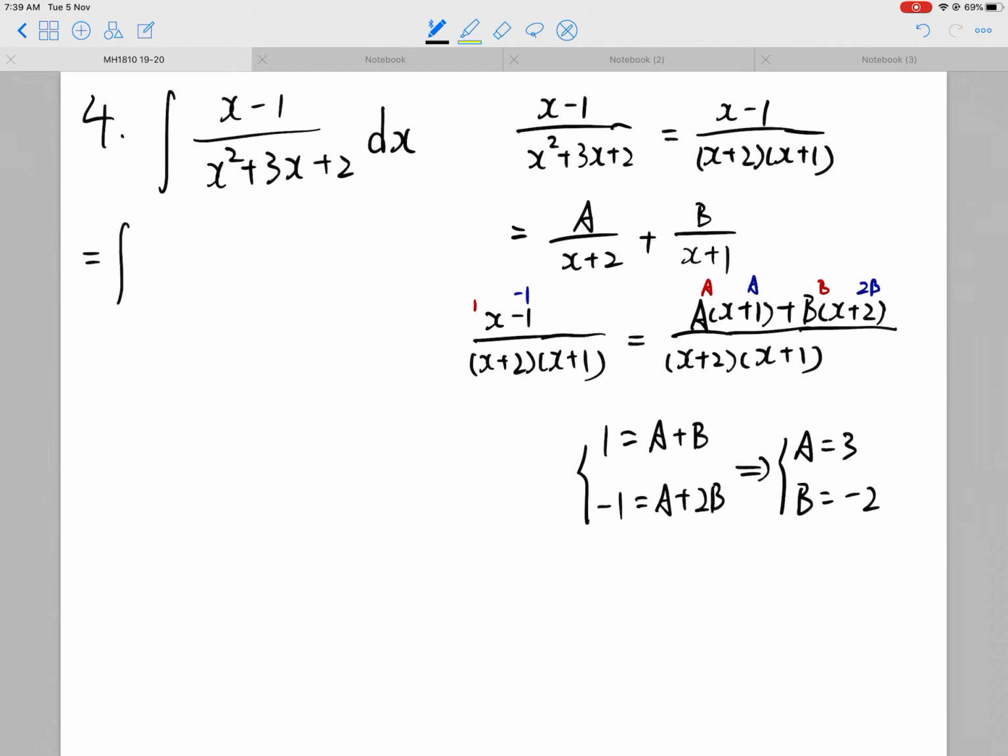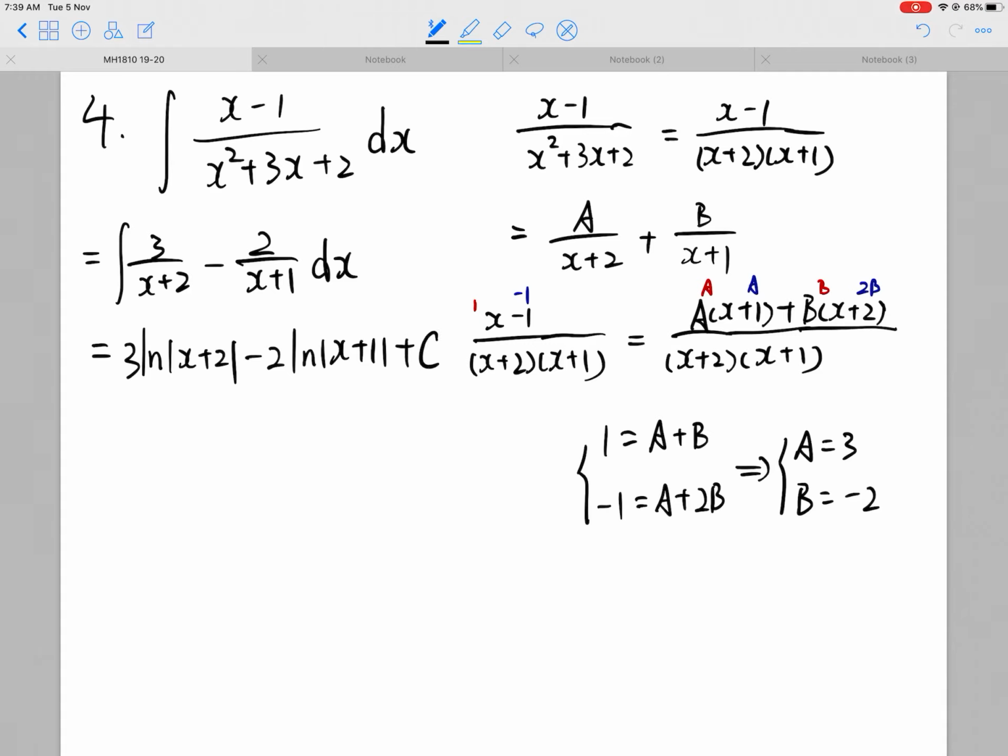Okay, so now we can start our integration. So it should be 3 over (x plus 2) minus 2 over (x plus 1). Here you don't even have to use the substitution method. This part, you read it, it's 3 ln absolute value of (x plus 2), the derivative being 1, minus 2. This part, the integration, should be ln absolute value of (x plus 1), and then plus c.